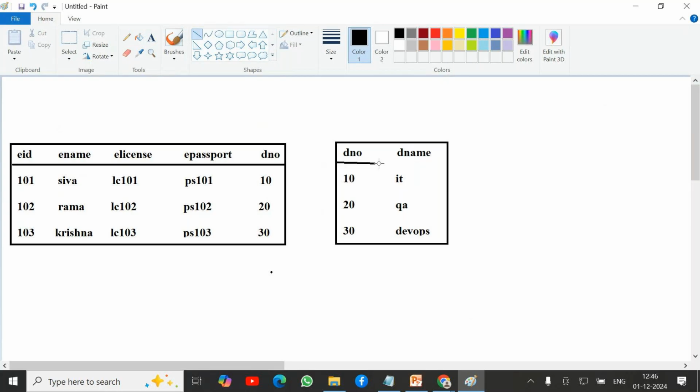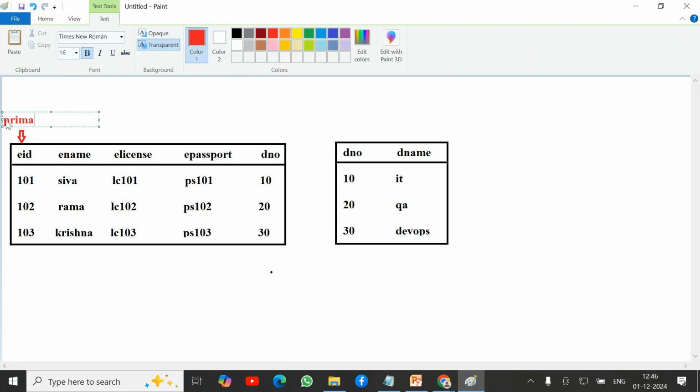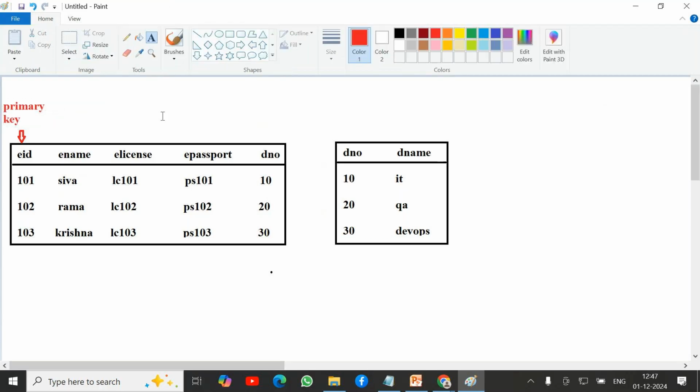Now observe very clearly. In this particular table, employee ID is a primary key. Next, what fields uniquely identify a row in the table? Employee ID, employee license, and employee passport.